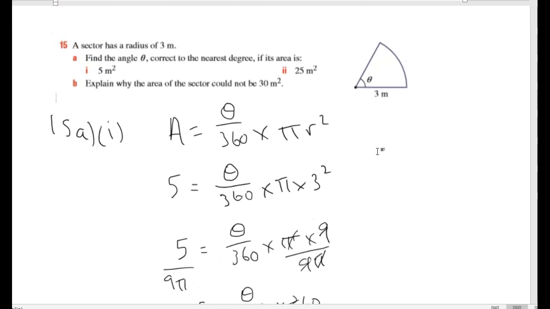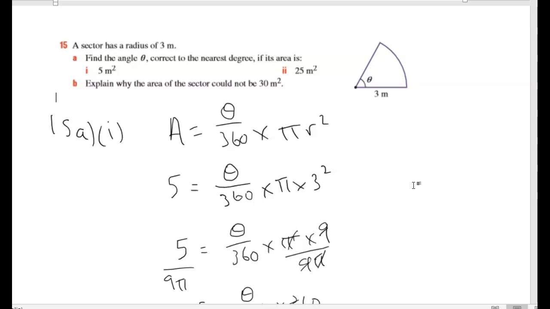Okay, the second part of the question, you have to do the same for 25. So basically, you're switching this area here for 25. So I'm not going to do that because the working out is much the same. Part B, explain why the area of the sector could not be 30 meters squared.